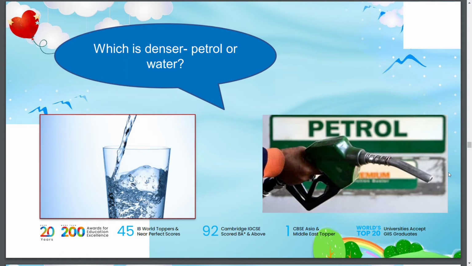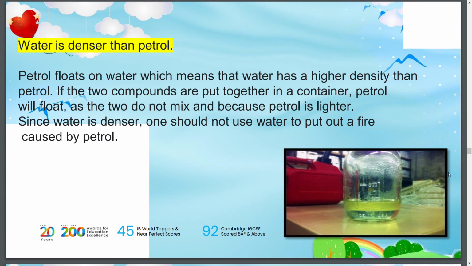So which is denser, petrol or water? What do you think? Water is denser than petrol. Petrol floats on water, which means that water has a higher density than petrol.